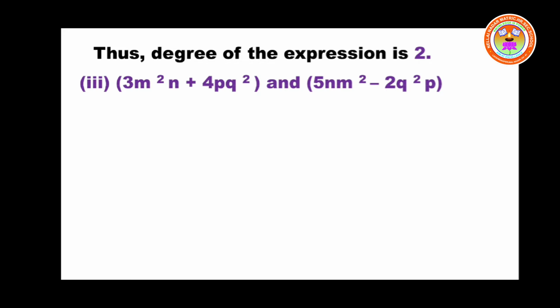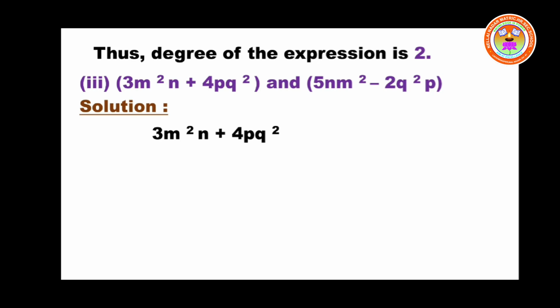3m square n plus 4pq square and 5nm square minus 2q square p. Now you have to add both. Let us move to the solution, children. 3m square n plus 4pq square. Now 5nm square minus 2q square p.